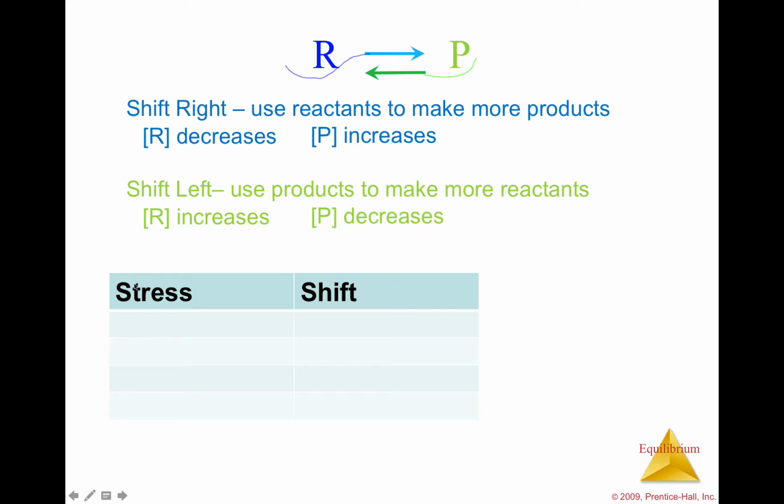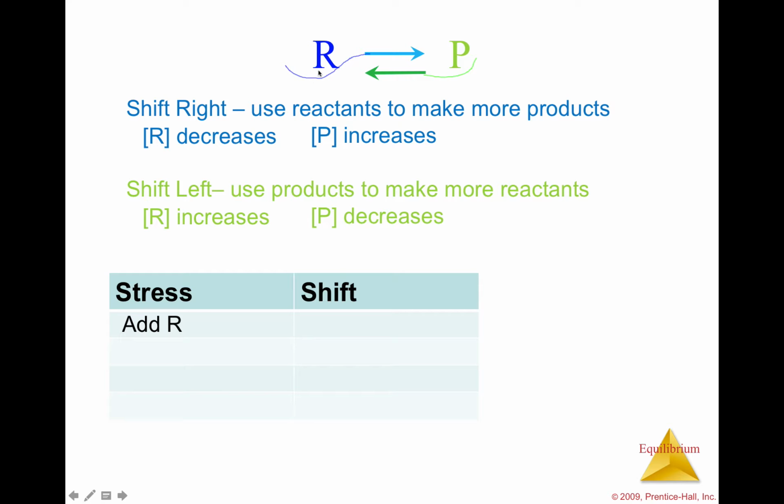Now we're going to look at what happens if I apply a stress to a system at equilibrium. Applying a stress just means you're disturbing equilibrium. You could be adding reactants, adding products, removing reactants, or removing products. You could change the volume of the container for a gaseous reaction. We'll look at many examples of stress, but we're going to start with adding reactants. So let's say right now I've got an equilibrium reaction between R and P, and I'm at equilibrium. That means I've got a forward rate equal to the reverse rate, and that's it.